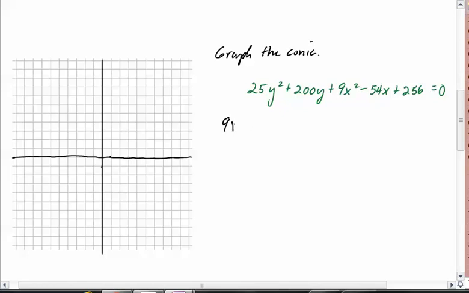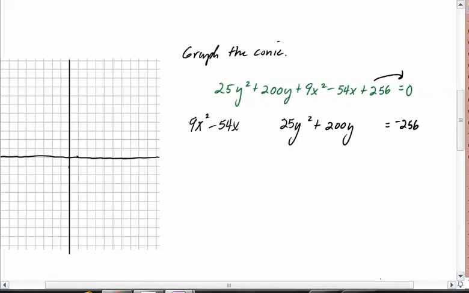I'm going to pull all my x terms up to the front, just because that's kind of my habit. I'm going to leave a space. I'm going to put the y terms next. I'm going to move the 256 to the other side. All right, here we go. I'm going to factor off the 9. I'm going to factor off the 25. What is that, 8?